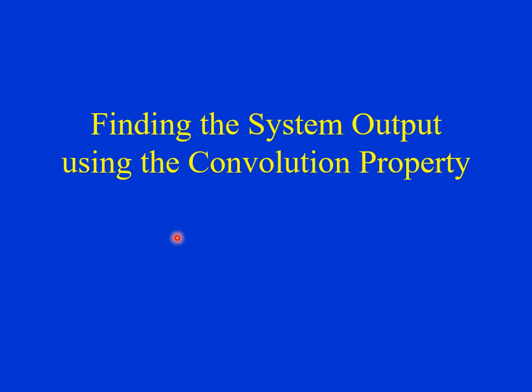The last thing we're going to do in this part of the chapter is very important, because this is where we're going to find a system output not by using convolution like we did in Chapter 2, but by using the convolution property and frequency domain methods. The nice thing here is that we won't have to do any convolution.